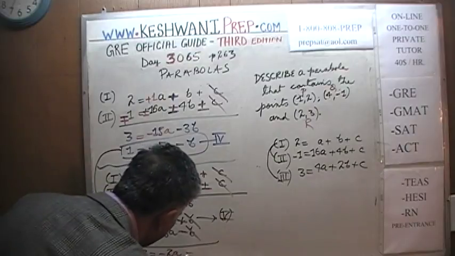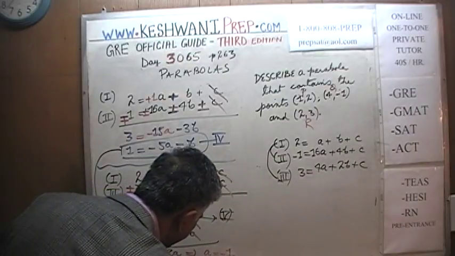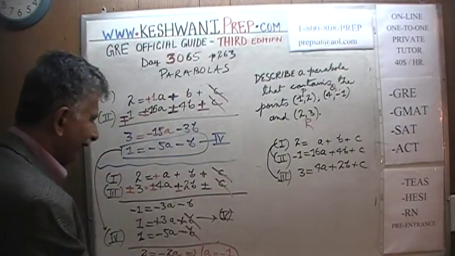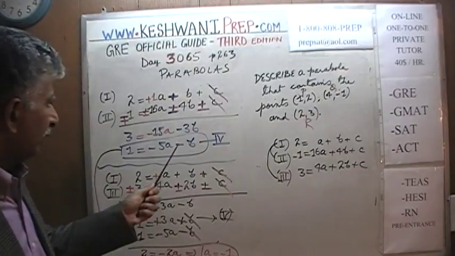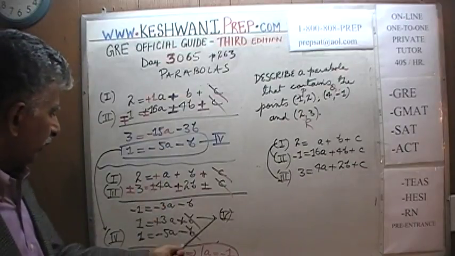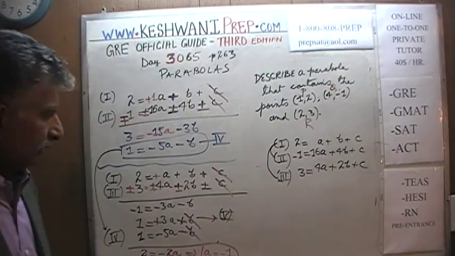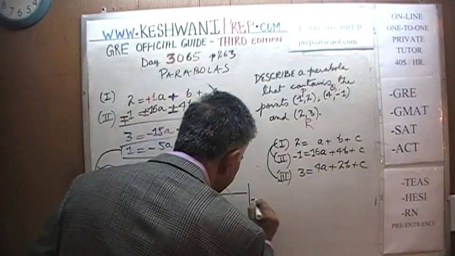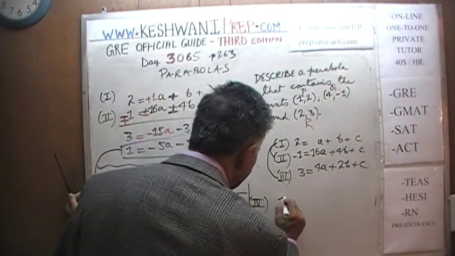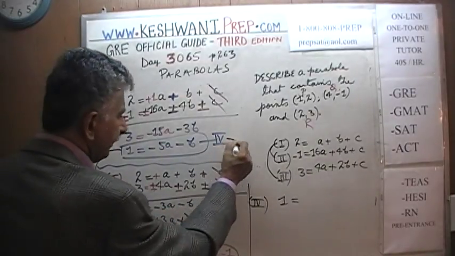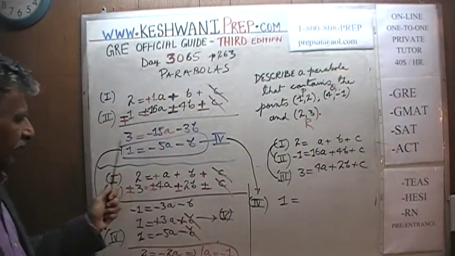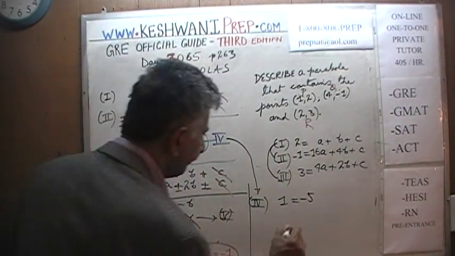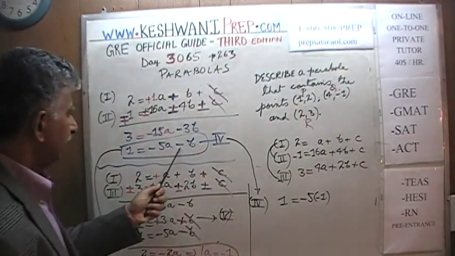Let's put it up here. This implies that a is equal to negative 1. There we go. We have the value of a. Once we have the value of a, we can put that value of a either in equation 4, which has a and b, or equation 5, it doesn't matter, and figure out the value of b. Let's use equation 4. Equation 4 tells us that 1 has to equal negative 5a, but we just found out a to be negative 1. So that's your negative 5a minus b.